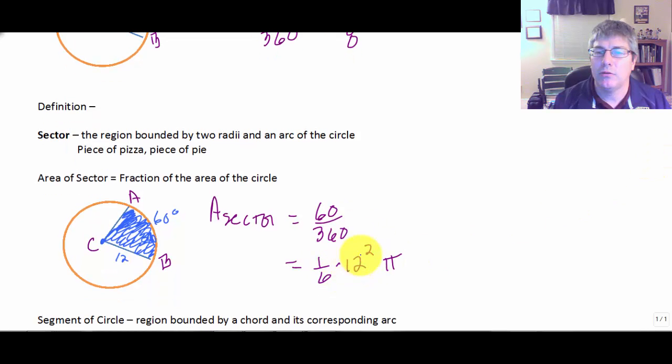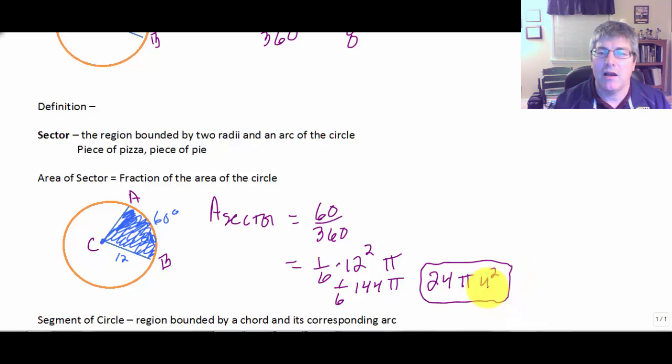Now be careful, follow your order of operations here. We have to take 12 squared before multiplying by 1/6. Don't multiply the 12 by 1/6 and then square it. So it's 1/6 of 144 pi, and our answer here is 24 pi units squared. So that is the area of our sector.